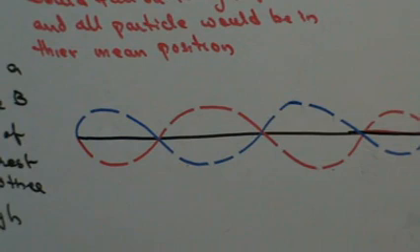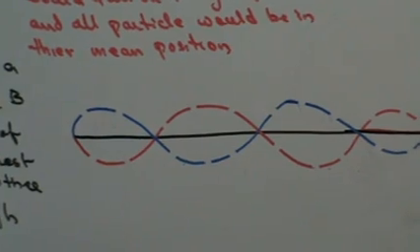Initially the particles will be in the mean position, then towards the positive extreme, then back to the mean position, then towards the negative extreme, and then back to the mean position. Fine, do we get this clear? So do we understand the formation of a stationary wave with the help of superimposition of two waves?